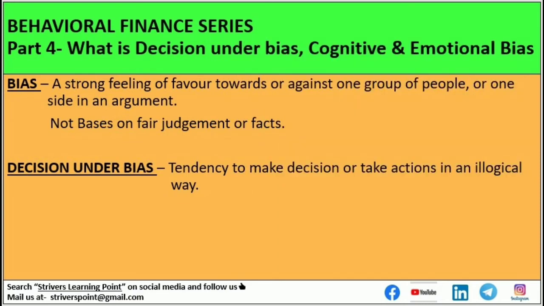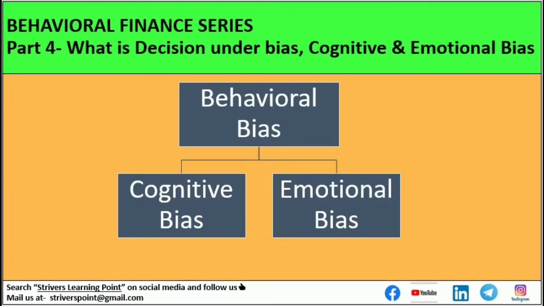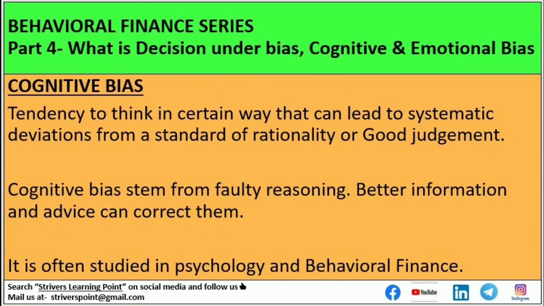I will discuss framing bias in detail in my upcoming videos when I start explaining different biases in behavioral finance. I think now you must be familiar with bias and behavioral bias. There are two types of behavioral bias. The first one is cognitive bias and the second one is emotional bias. Cognitive bias is the tendency to think in certain specific ways that can lead to systematic deviations from a standard of rationality or good judgment.